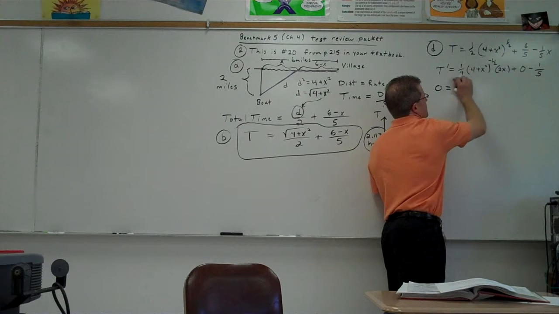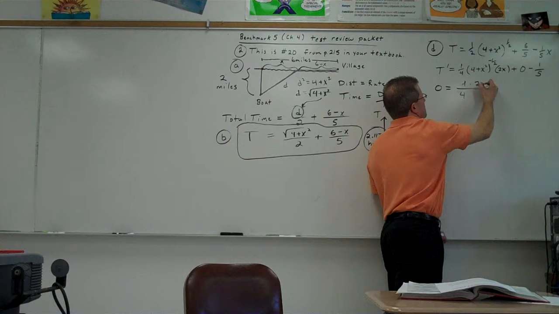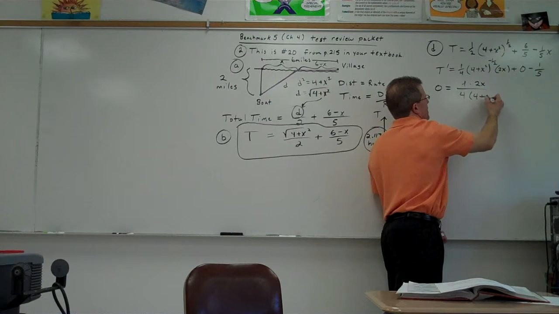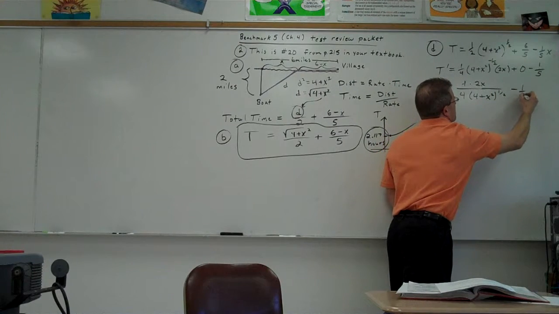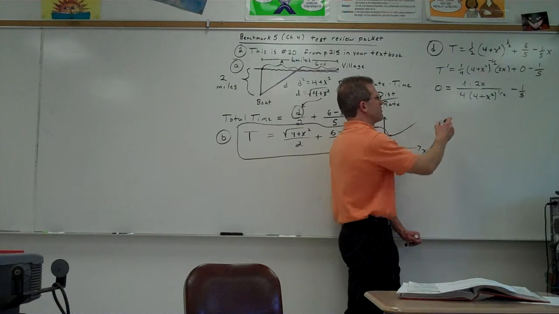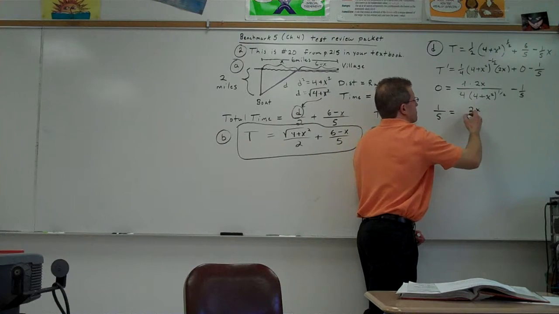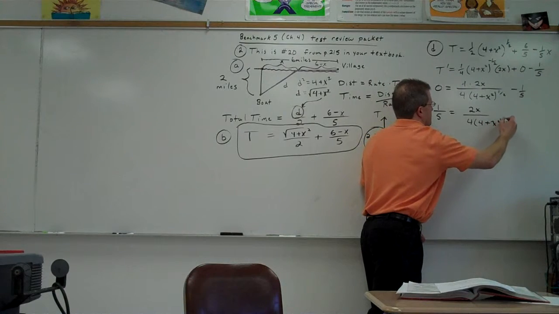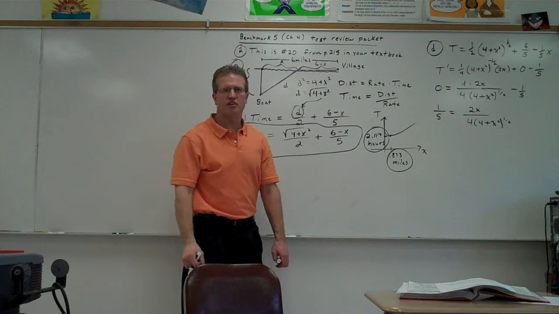Let's move some things around here a little bit. So we have the 2x on the top. Let's put the 4 plus x squared to the half on the bottom. And that'll make that a positive half here then. Let's add 1/5 to both sides to move the 5th over to the left side. Lots of ways to go about solving this. Any ideas?